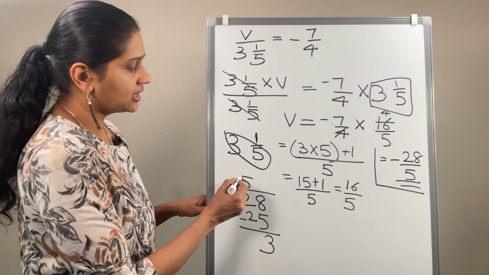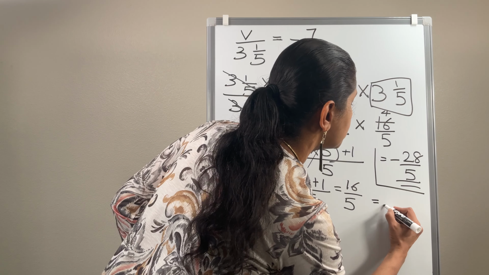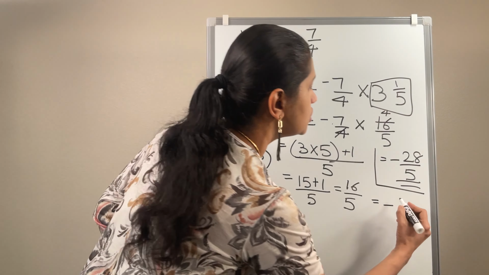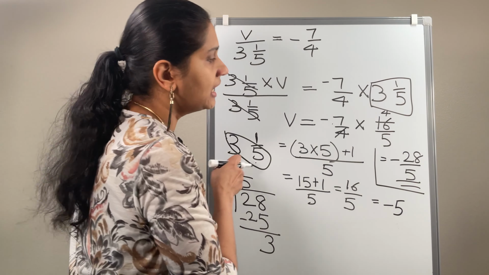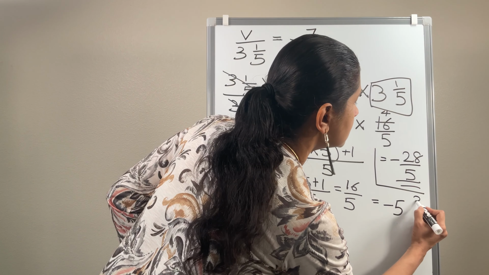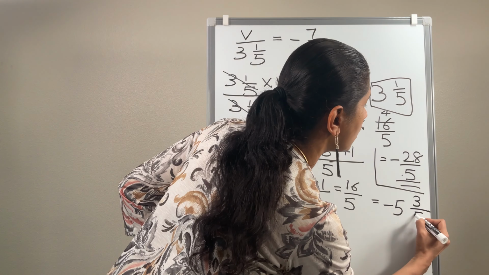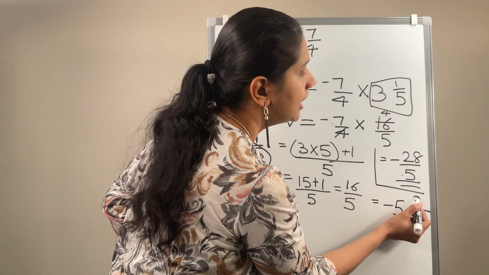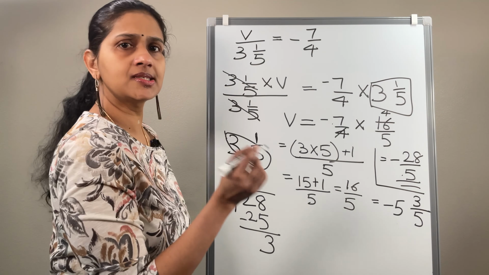The quotient is 5. So how to convert this to a mixed fraction? Just put the negative sign, and what is the quotient? That is going to be the whole number, minus 5. That is the quotient. Then what is the remainder? That is 3, and then divided by the denominator, you have to write as such, this 5. So minus 5 3 by 5 is going to be the mixed fraction form for this equation.